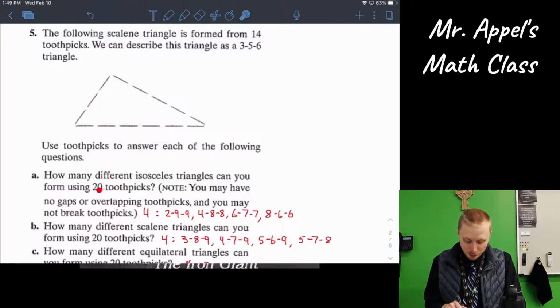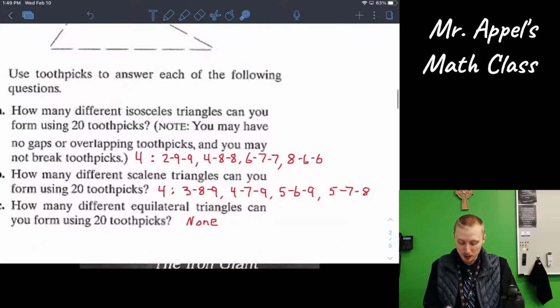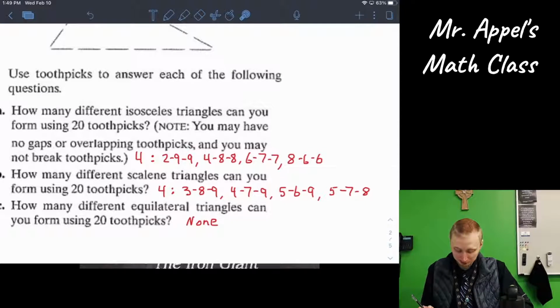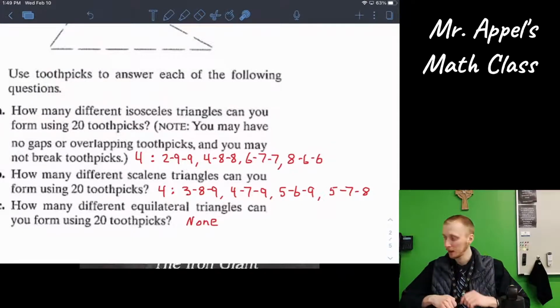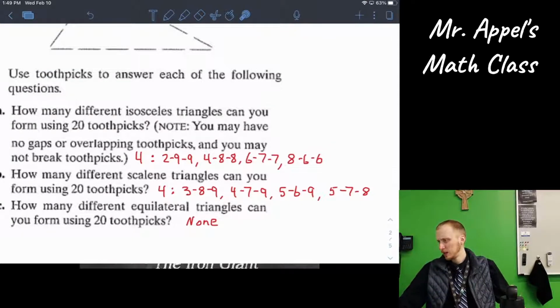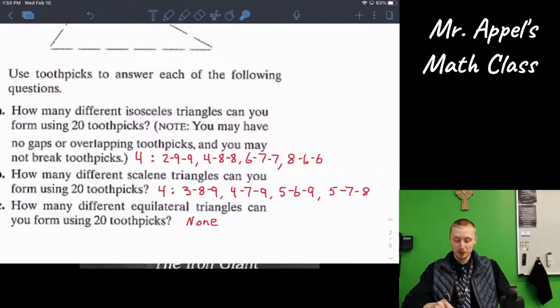Out of exactly 20 toothpicks, how many different isosceles triangles can you make? Answer is 4. Here they are. You can have 2, 9, and 9 to a side, 4, 8, 8, 6, 7, 7, and 8, 6, 6. How many scalene? Another 4. 3, 8, 9, a 4, 7, 9, a 5, 6, 9, and a 5, 7, 8. That's the number of toothpicks per side.